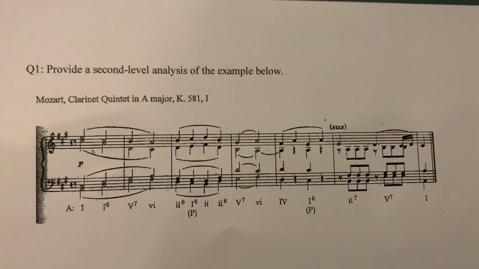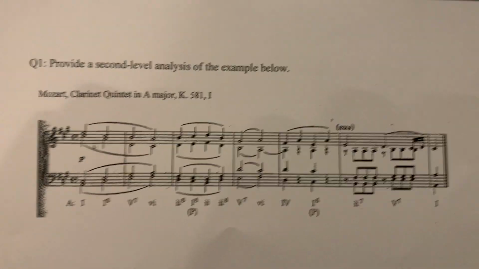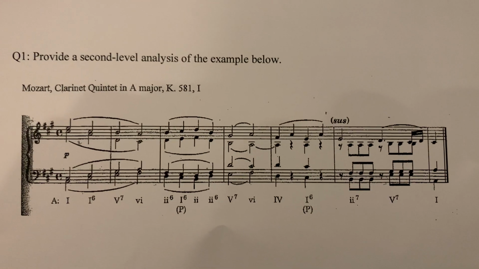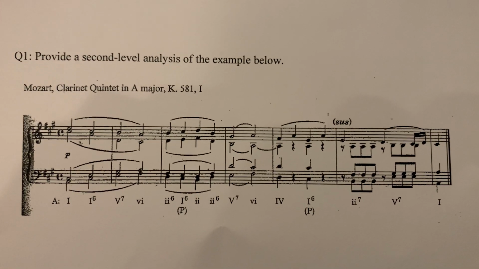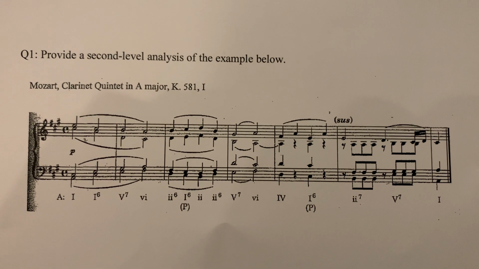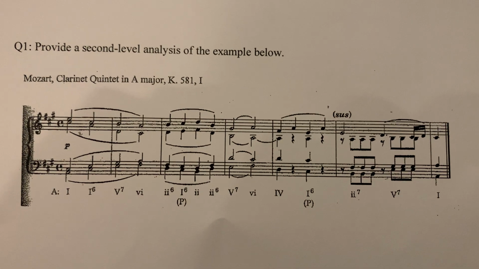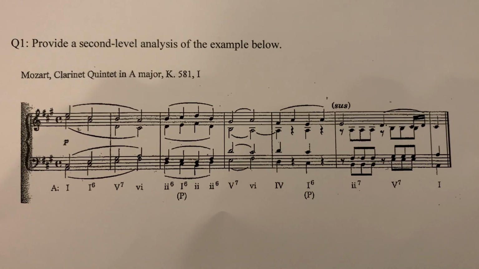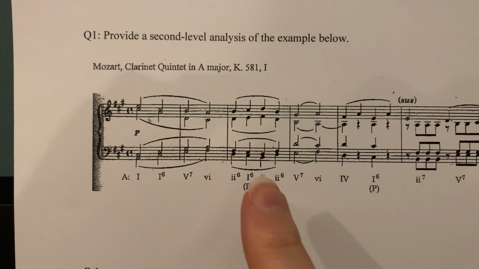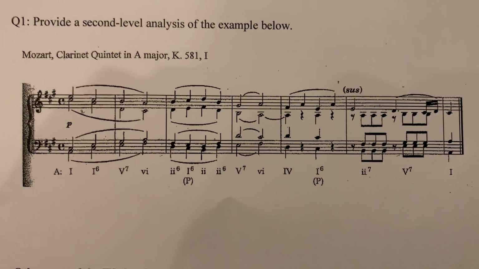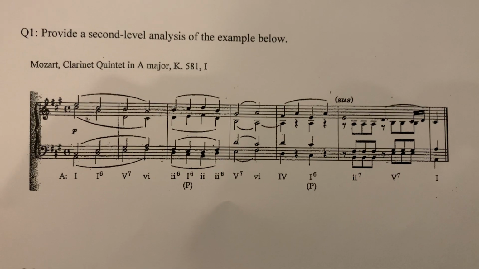Question 1. This is going to be your main activity for this handout. I've given you the first phrase of Mozart's Clarinet Quintet, and the Roman numerals are already given to you, but what I want you to do is to provide a second level analysis. Let's see if we can make sense of all what happens here. There's actually a lot of chords. By the way, the P's here mean passing, so that might already give you a little bit of a clue of what's going on there. So go ahead and pause the video.